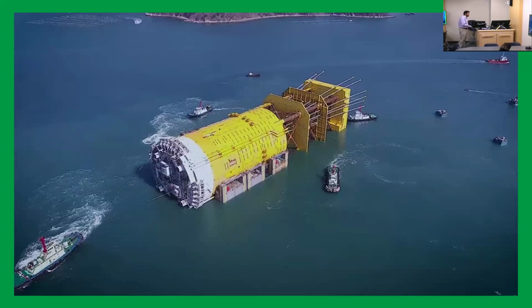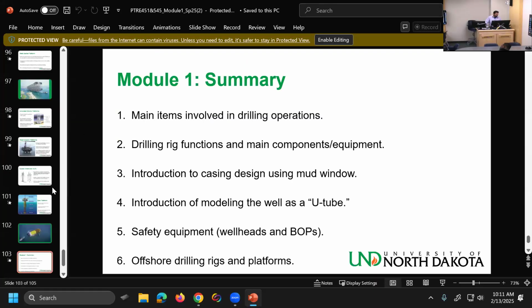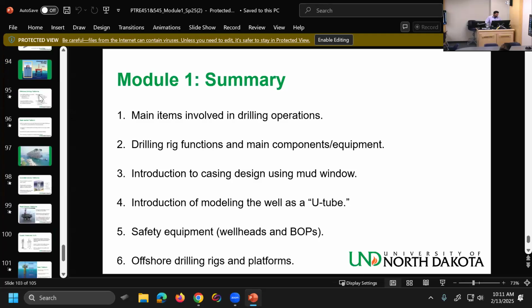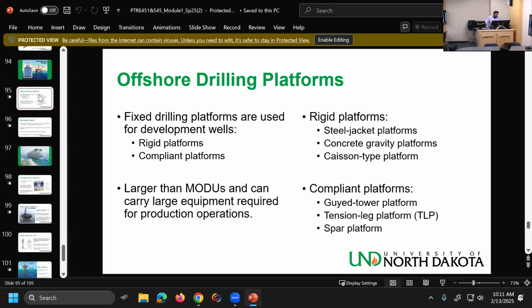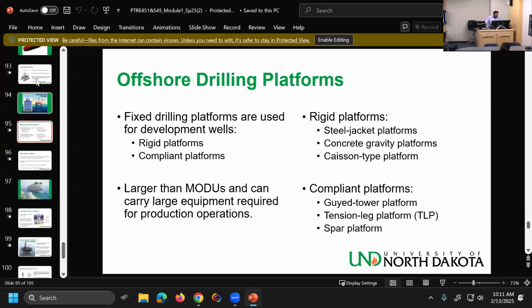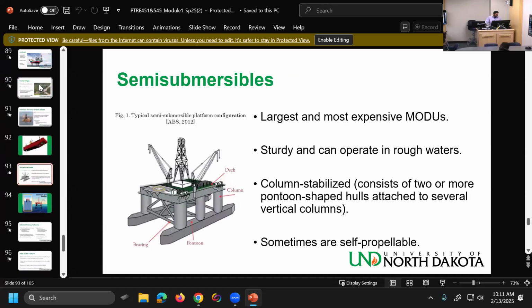But I want you to be able to make the distinction of modes and platforms. So this is an important, no, where is it?